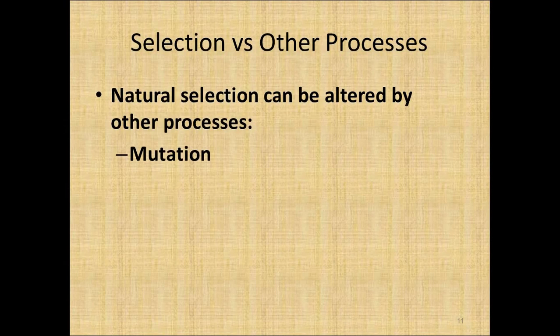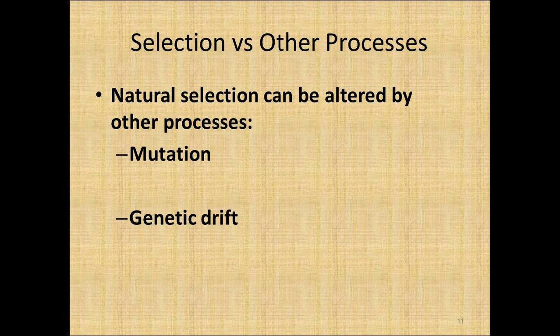The first is mutation. Even though mutation starts the process of natural selection, it can actually alter it. If, for example, a beneficial allele mutates into a non-beneficial allele, and that mutation happens fast enough and often enough, it can actually force the population to go in a different direction than natural selection would want. In nature, mutation rates are rarely high enough for this to actually happen.